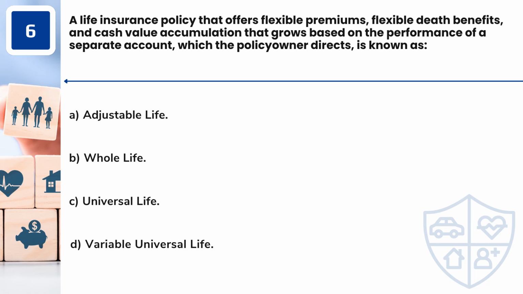Question 6. A life insurance policy that offers flexible premiums, flexible death benefits, and cash value accumulation that grows based on the performance of a separate account, which the policy owner directs, is known as A. Adjustable life. B. Whole life. C. Universal life. D. Variable universal life.